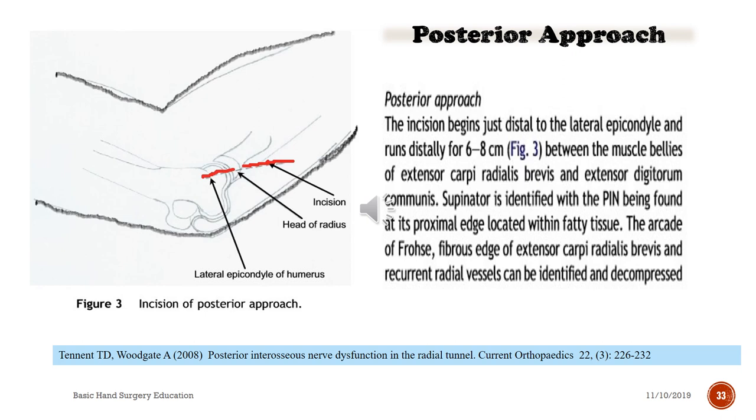The posterior approach. The incision begins just distal to the lateral epicondyle and runs distally 6 to 8 cm between the muscle bellies of extensor carpi radialis brevis and extensor digitorum communis. The supinator is identified, with the nerve found at its proximal edge located within the fatty tissue. The arcade of Frohse, the fibrous edge of extensor carpi radialis brevis, and the recurrent radial vessels can be identified and decompressed.